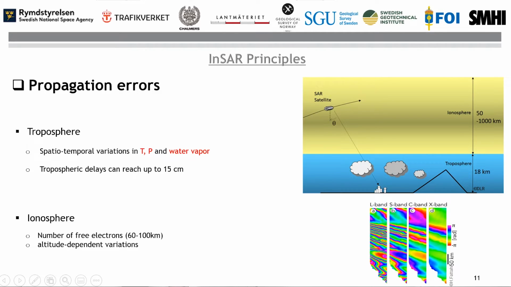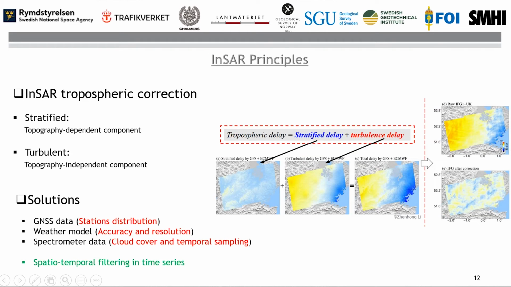For atmospheric corrections in an interferogram, we can see the atmosphere consists of two main parts: a stratified, topography-dependent component, and turbulence, which is not related to topography. It is a topography-independent component. Here you can see the phase delay is the summation of the stratified delay and the turbulence delay.